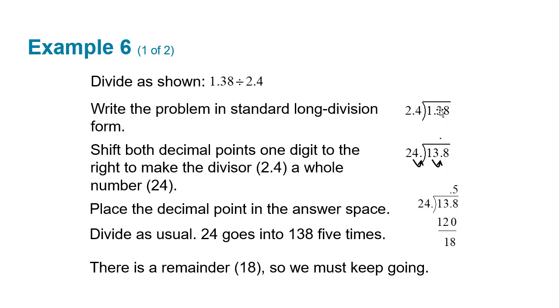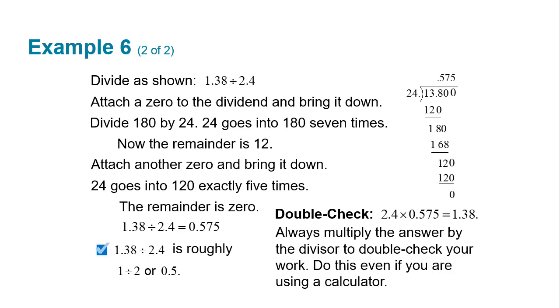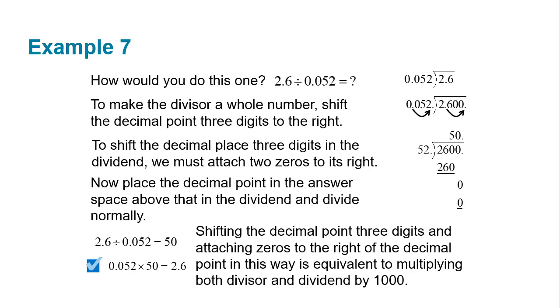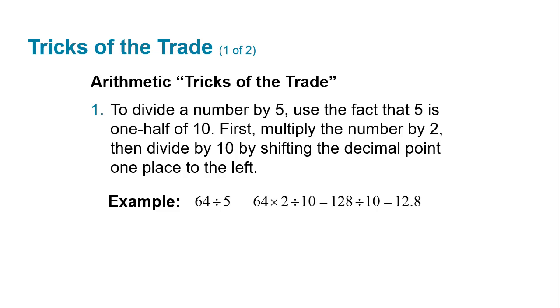So you set it up normally. You need to make this a 24, so you move its decimal place once, but to be equal and balanced, you got to move this one as well. So now you're doing 24 into 13.8, and you go ahead and you do your long division. But again, we've got technology. We can use technology to do all this for us, but it's nice to know that a simple process does exist if we ever had to do these things by hand.